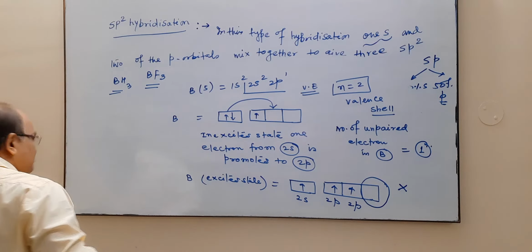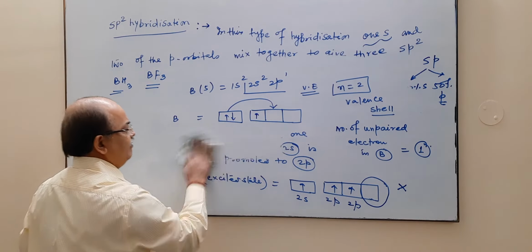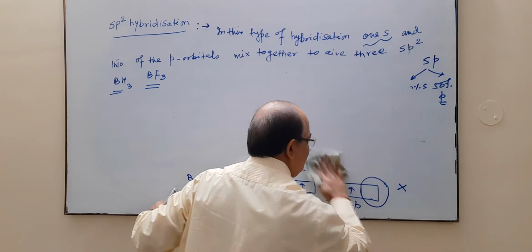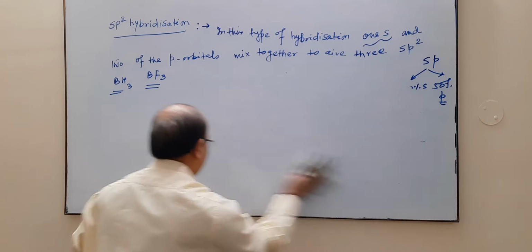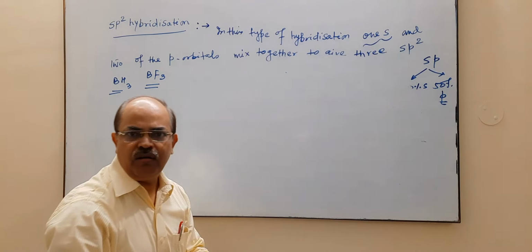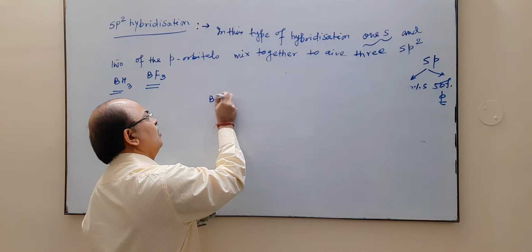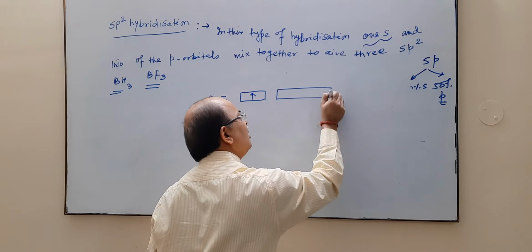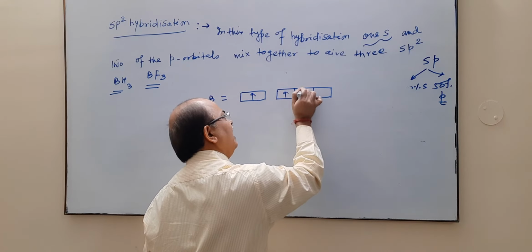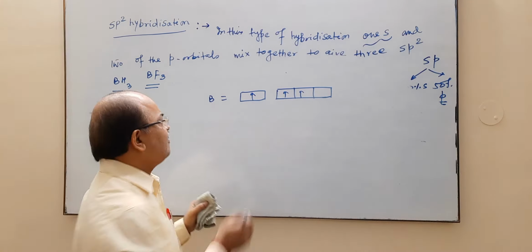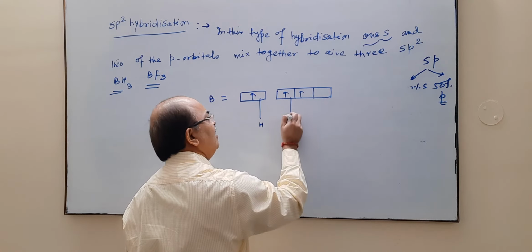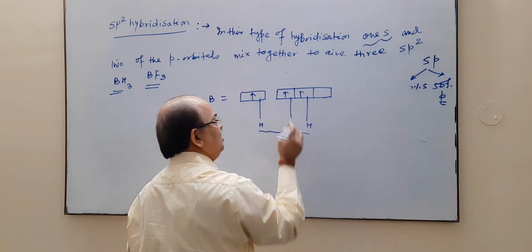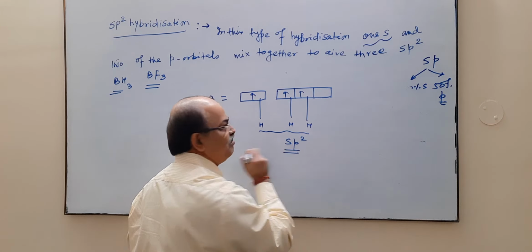ठीक है? तो अब जब ये बॉन्डिंग में यूज होगा, आइए इसको फिर ऊपर लिखते हैं, जगह बनाते हैं यहां. Now if boron is in the excited state, it is your 2s1 and this is your 2p2, that is excited. Now what happens? This is hydrogen, this is another hydrogen, this is third hydrogen, s1p2. So it is your sp2.